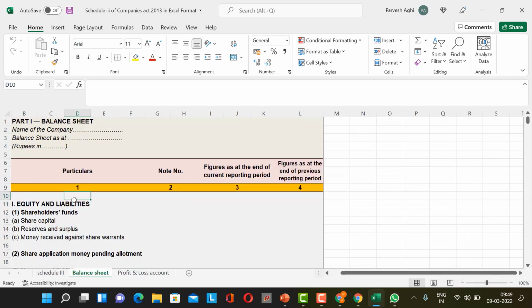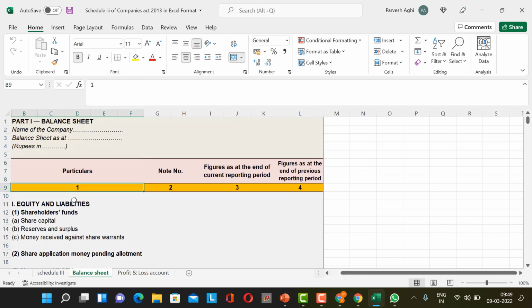So part one is the balance sheet. Name of the company, balance sheet as at which date. Then rupees in lakhs or thousands, whatever terminology you're using. Suppose it's a small balance sheet, then they give it to the ultimate rupee and paisa. But if it is a big balance sheet running into 1,000 crores, then you can limit it to crores or lakhs.